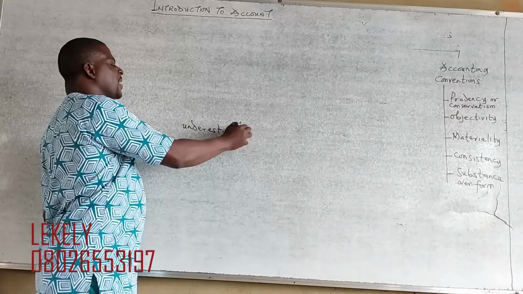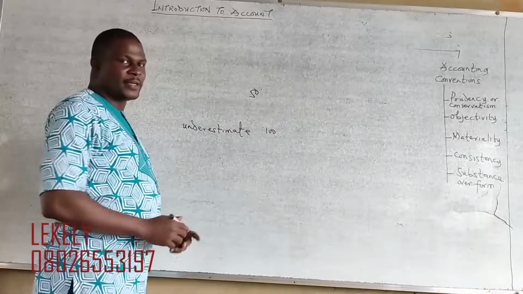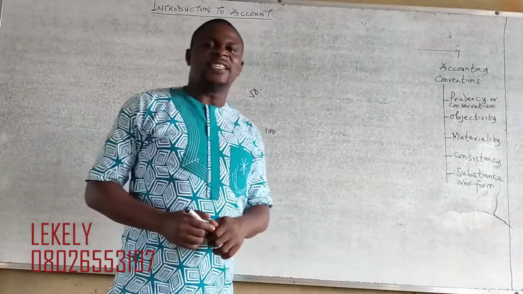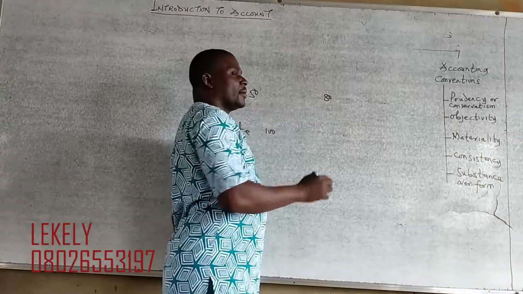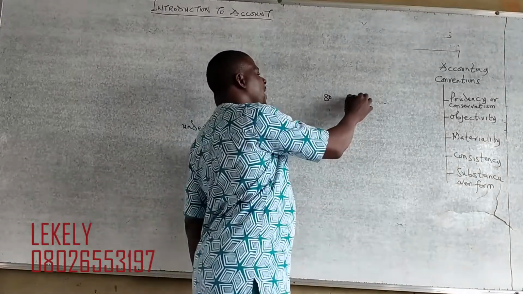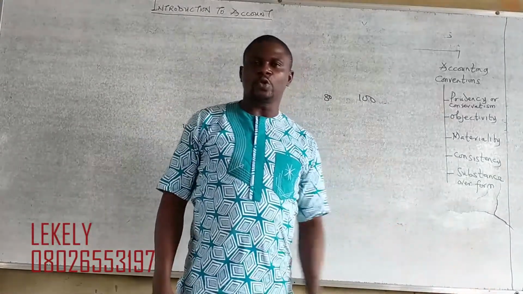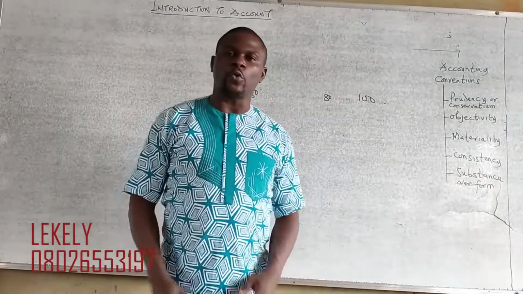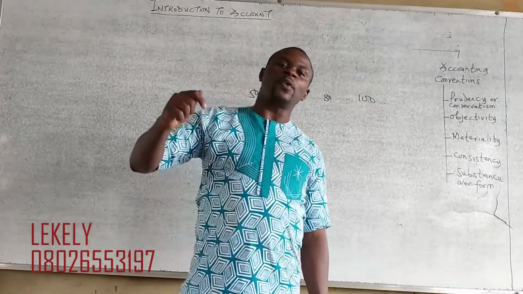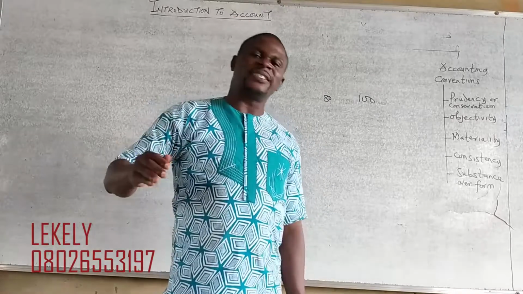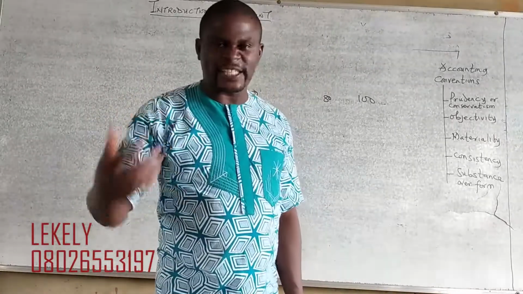If what you are expecting is 100 naira, prepare as if what you will get is 50 naira, so that you won't overestimate. Then if what you are going to spend is 80 naira, prepare as if you will spend 100 naira because you don't know what will happen. So businesses are expected to underestimate their profit and then prepare for possible loss. That is, underestimate your income, overestimate your expenses.